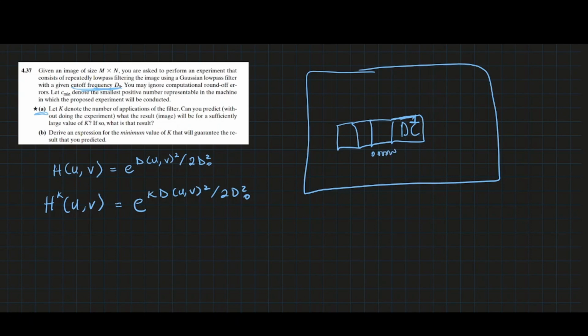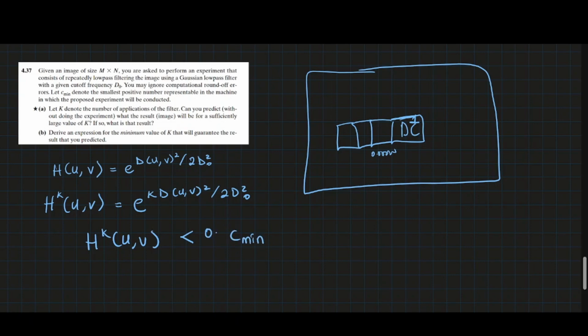even represent it anymore. And in the question, they say let c-min denote the smallest possible number representable in the machine. So we want to go to a value less than this c-min so that the computer can no longer represent it. That means it doesn't exist. That means it becomes basically almost like zero. So the formula is basically we want to apply the Gaussian filter so many times that it becomes less than the least representable number c-min.